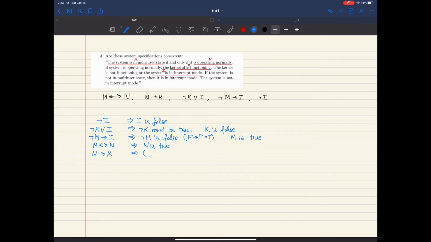And the last one which uses N is N implies K. Since we already know N is true, for the whole statement to be true, K has to be true as well. So K must be true. But this brings us to a contradiction because we had K to be false in the second step. And that's why these system specifications, whatever we were provided with, are not consistent.